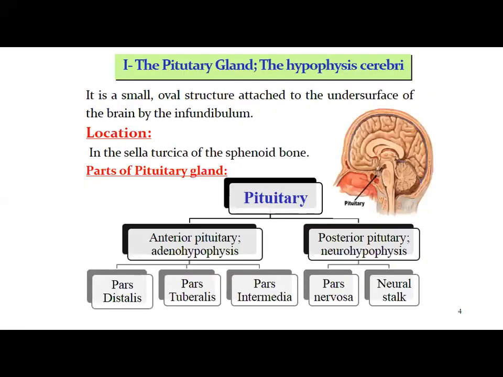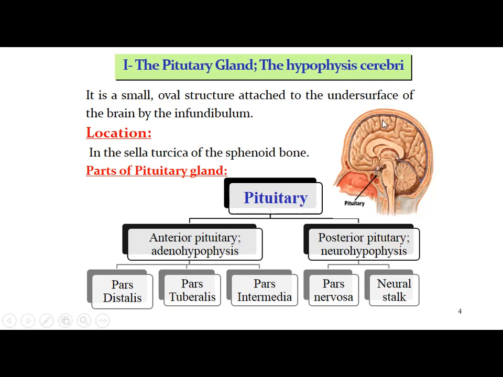Okay, to begin with, the most important and the major gland, which we can call the master gland, that is the pituitary gland, which controls all other endocrine glands. This is called the pituitary gland, or it is also called the hypophysis cerebri. Hypophysis cerebri is the other name for the pituitary gland. If you want to locate this gland, it's a small oval shaped structure attached to the undersurface of the brain by the infundibulum.